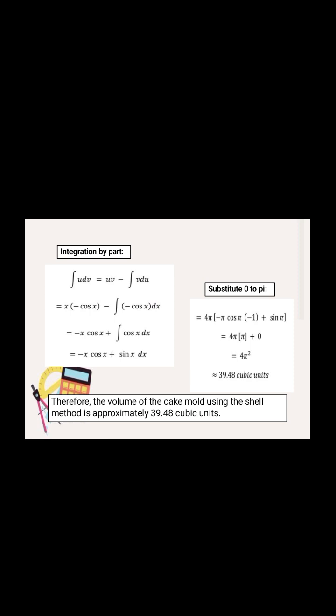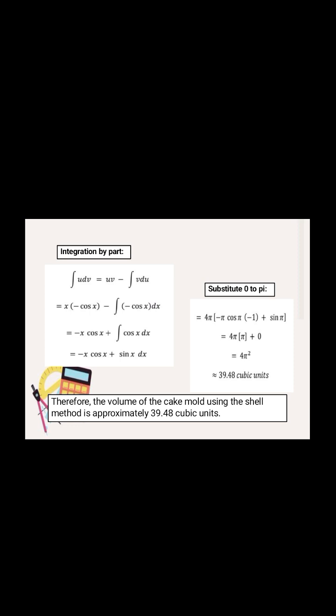So substitute the limits. Let's evaluate at the upper limit, which is x equals pi. Negative pi cosine pi equals negative pi times negative 1, which is pi. And sine pi is equal to 0. Next, let's evaluate the lower limit, which is x equals 0. So 0 times cosine 0 is equal to 0, and sine 0 is equal to 0.